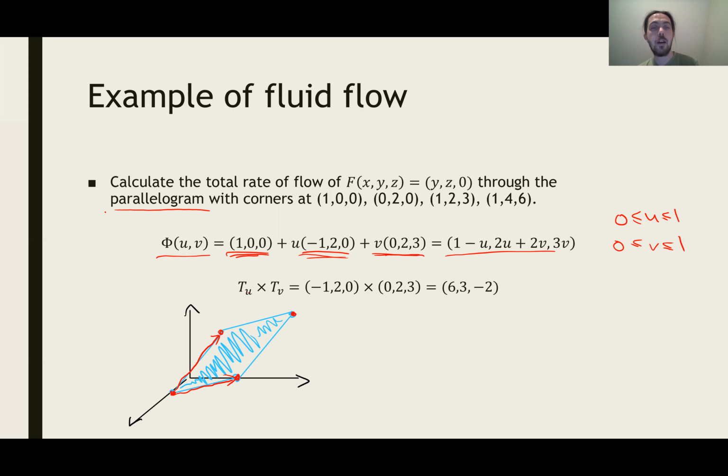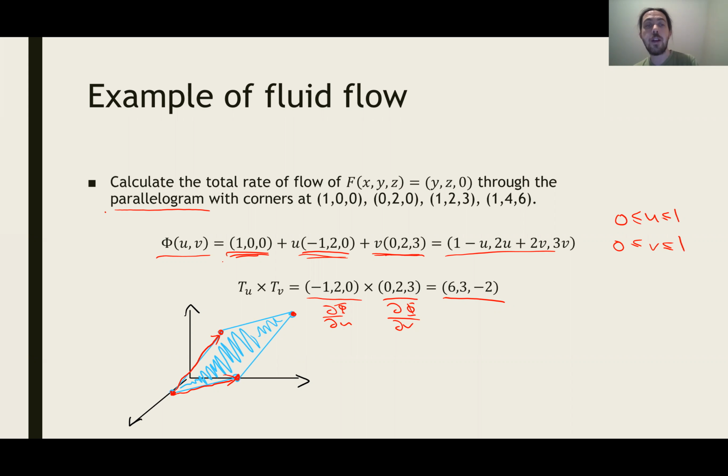In this case, our normal vector T_u crossed with T_v is the cross product of the derivative with respect to u, del phi del u, and the derivative with respect to v, like so. And if we calculate that cross product, we get the vector (6, 3, -2). In this case, it's constant. The normal vector doesn't change as we move around the surface because the surface is flat.